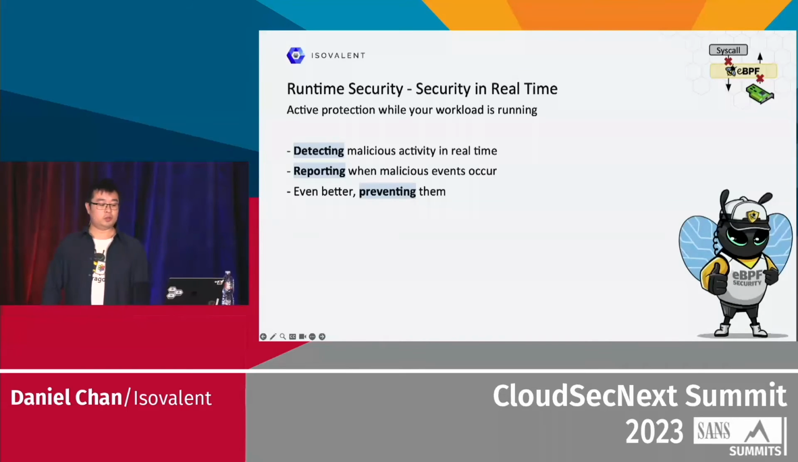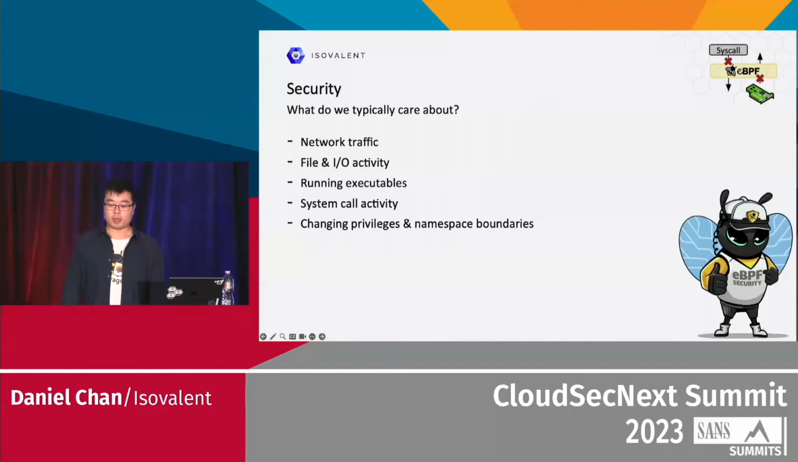When it comes to runtime security, especially within Kubernetes, once our pods are successfully launched onto our nodes, eBPF can help us detect abnormal or malicious activity, report these events when they happen, or even better, prevent them. Typically, when it comes to runtime, we'll care about things like file IO, running executables, system calls, network traffic, changing privileges especially, and namespace boundaries. And all these are operations that we can instrument with eBPF.